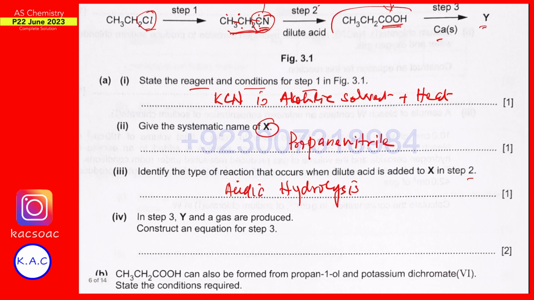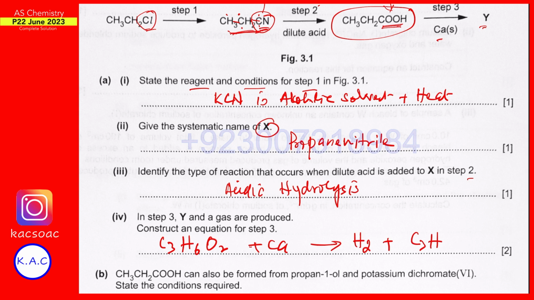So I'm going to make its molecular formula, that is having 3 carbons. How many hydrogens are there? 6 hydrogens and 2 oxygens are there. And plus calcium goes to, it will make hydrogen gas, and there will be C3H5O2, or 1 less hydrogen, and we will have to use 2 moles of this one, (C3H5O2)2Ca. And this is the balanced chemical equation.